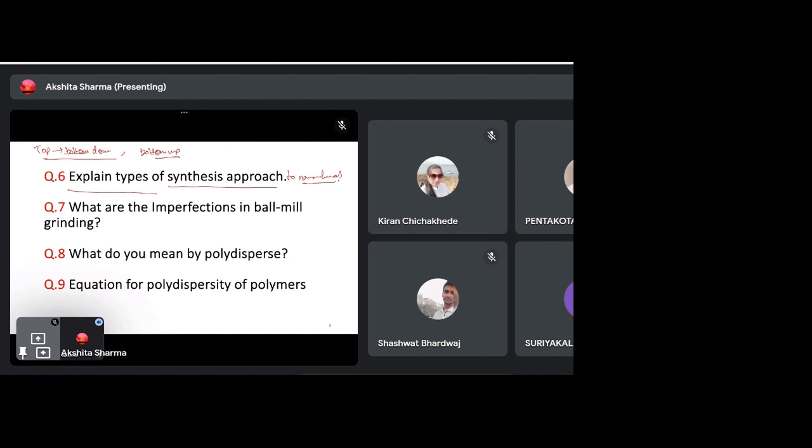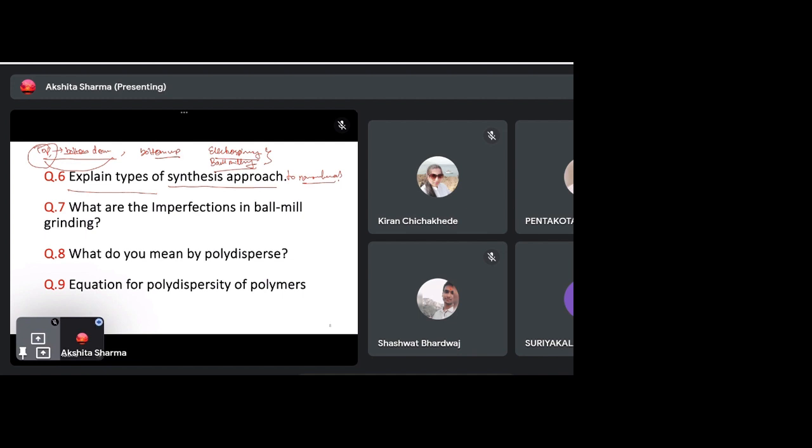So in top to bottom, we have a larger particle, and through various stress and strain, we break down those particles into nanoparticles. So we say it is a top down approach, like electrospinning. This is one of the examples, like ball milling. Fine. These are the examples of top down approach.